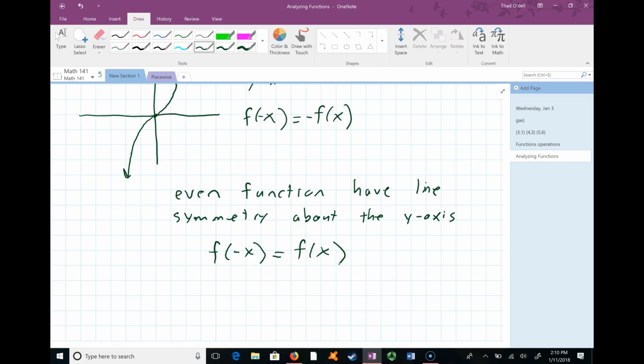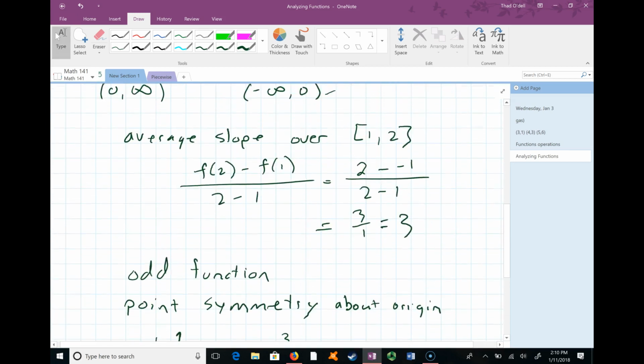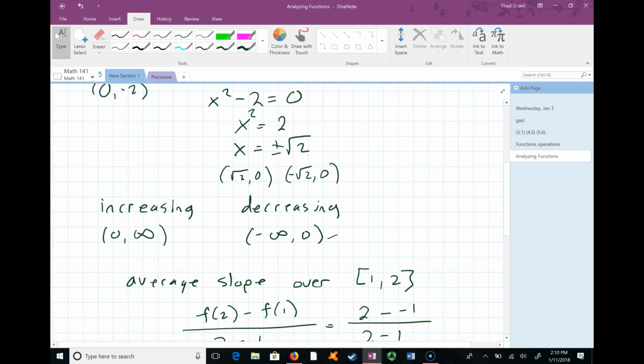So that's a quick little lesson on what it means to analyze a function, and also introducing two new ideas, even and odd, and the concept of average slope, which is not really a new idea, but we're applying it here, and also just increasing or decreasing, being able to talk about where a function is increasing or decreasing.